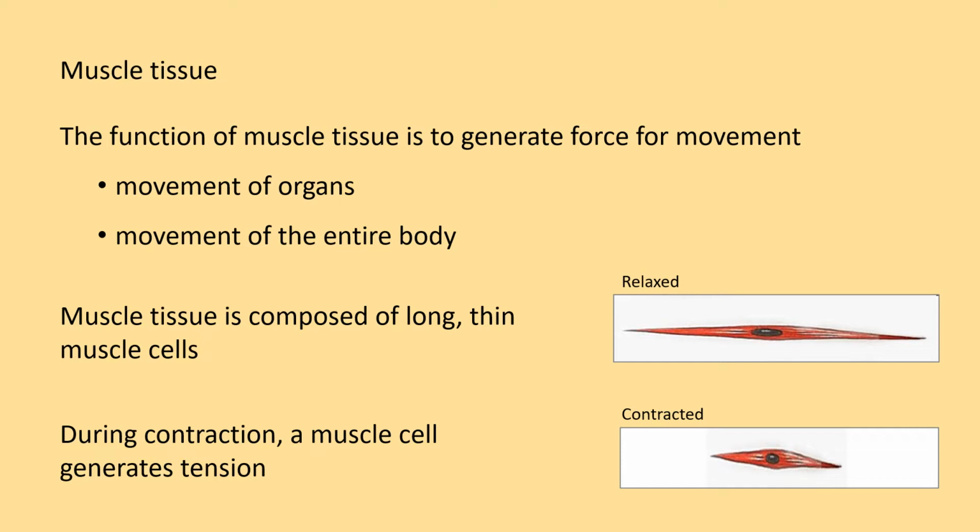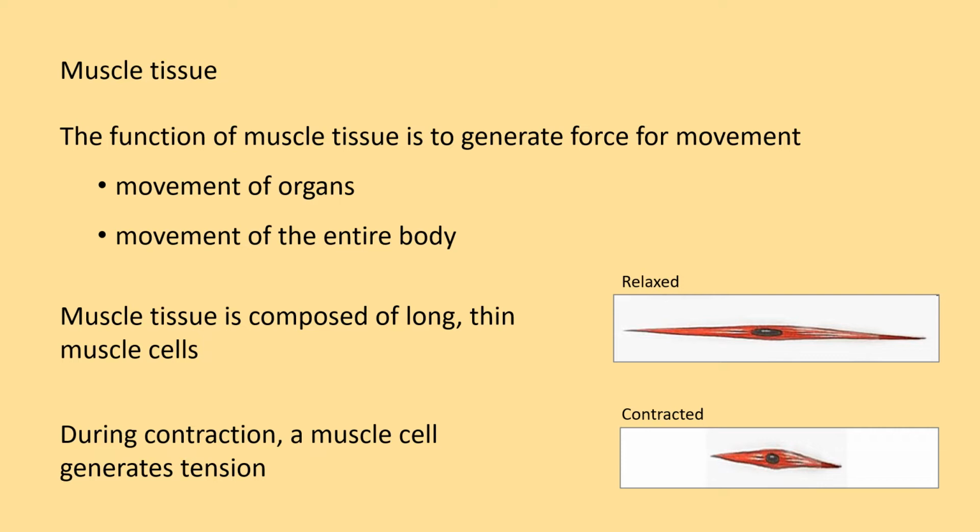So let's think about muscle tissue. I hope you remember that a tissue is a group of cells that work together to perform a common function. And that common function is to generate force to produce movement. It's easy to think of movements of our entire body. You don't need to take a physiology class to know that muscles are involved in moving your body.